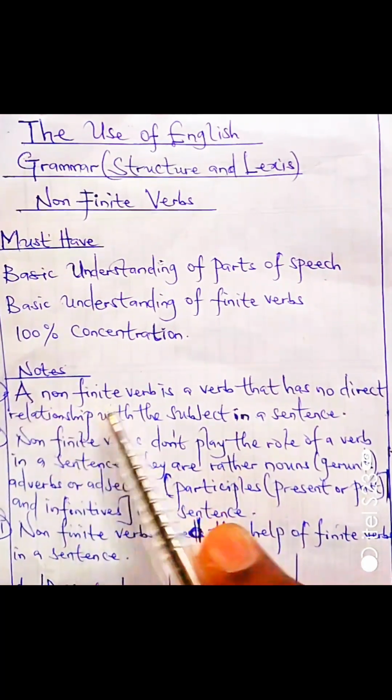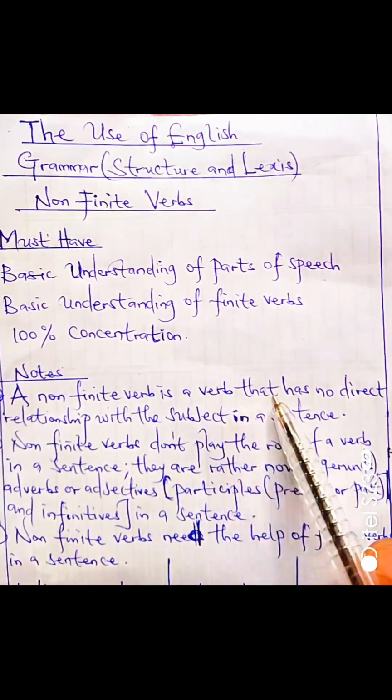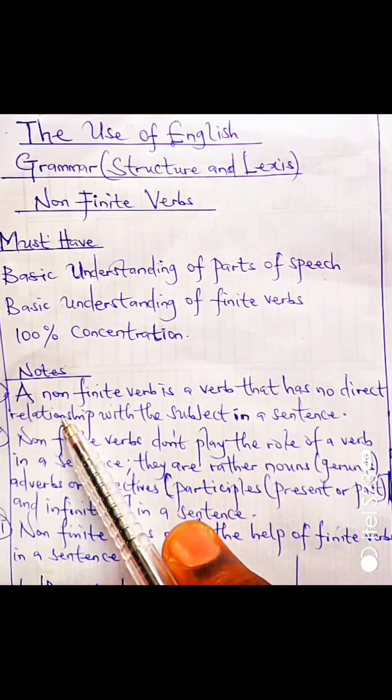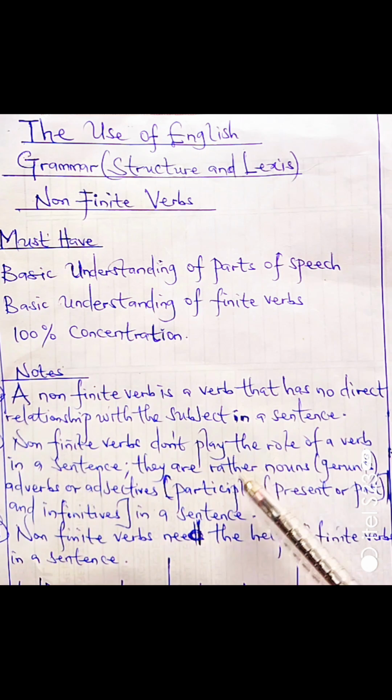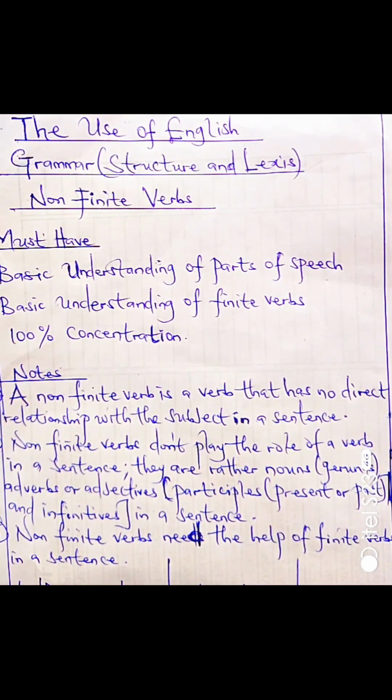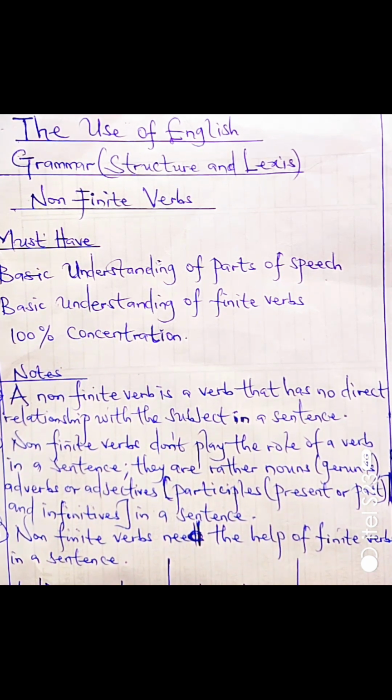Now, the first is a non-finite verb is a verb that has no direct relationship with the subject in a sentence, unlike the finite verb that has a direct relationship with the subject in a sentence. A non-finite verb does not have a direct relationship with the subject in a sentence.